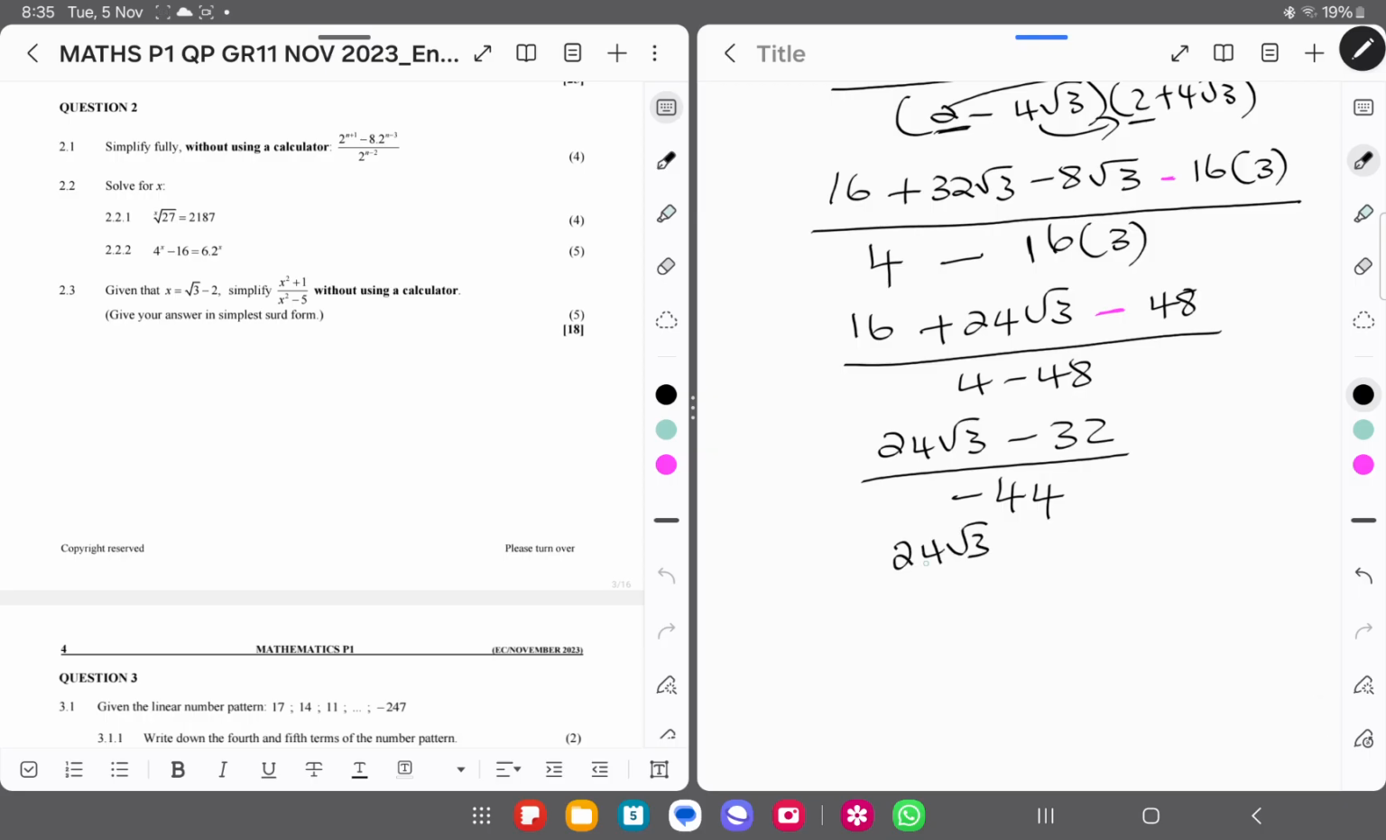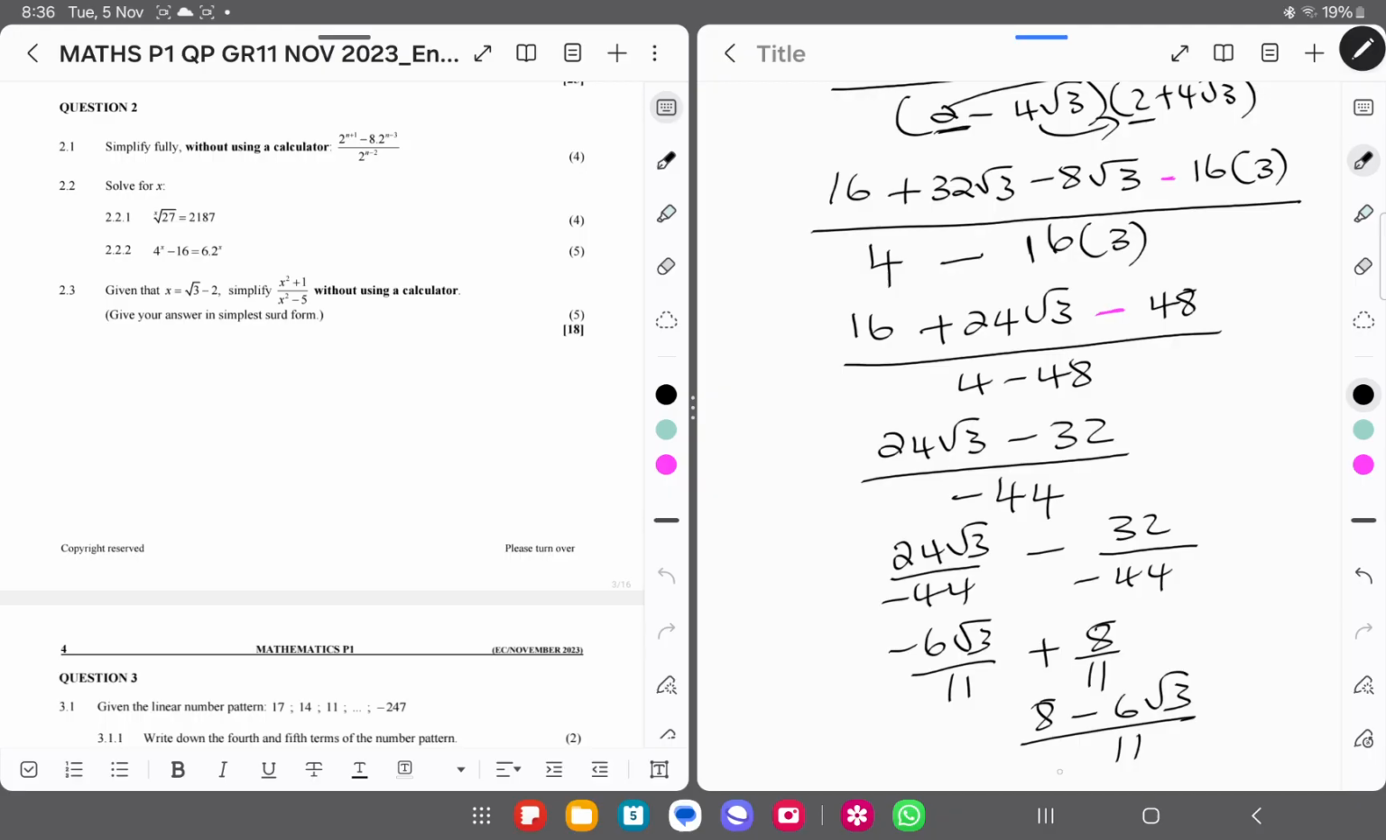This is 24 the root of 3 over minus 44, minus 32 over minus 44. Not the root, minus 44. That we can put in a calculator. 2 the root of 3 minus 44. Typically 2 goes how many times into 24? This is minus 6 the root of 3 over 11. Minus 32 divided by minus 44, we get plus 8 over 11. At the end, the answer that we'll have will be 8 minus 6 the root of 3 over 11.